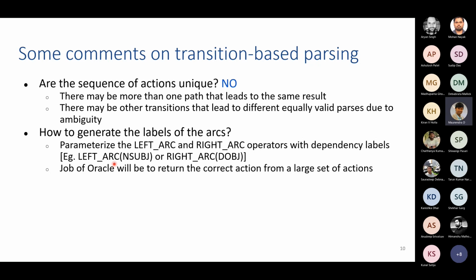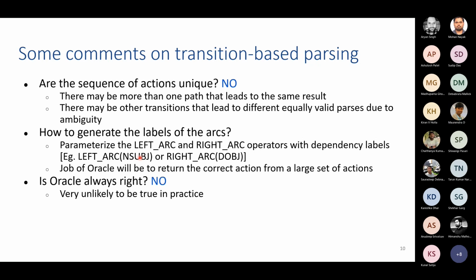So if you think of predicting the next action to be performed as a classification task, there you are working with only three classes. But here with each arc, if you want the label also to be given, then the total number of actions becomes 2n plus 1, where n is the number of labels. So the set of actions becomes large.